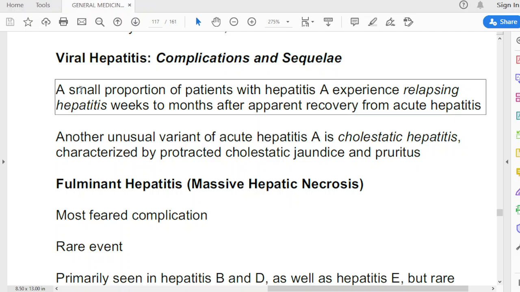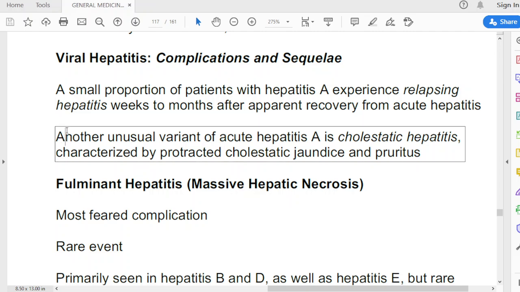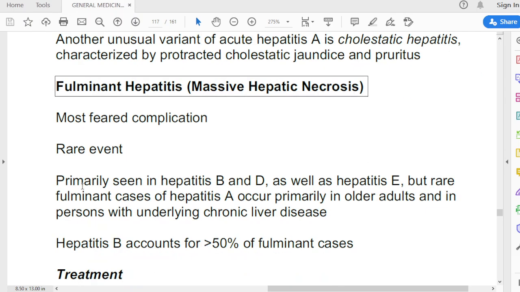Viral hepatitis, complications and sequelae. A small proportion of patients with hepatitis A experience relapsing hepatitis weeks to months after apparent recovery from acute hepatitis. Another unusual variant of acute hepatitis A is cholestatic hepatitis, characterized by protracted cholestatic jaundice and pruritus. Fulminant hepatitis, massive hepatic necrosis.